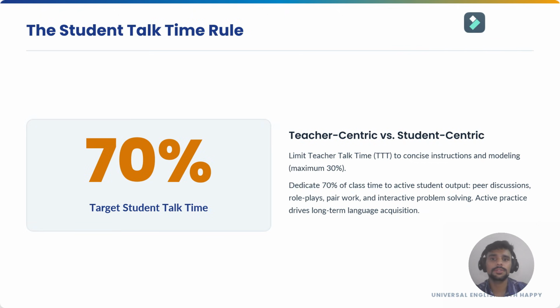How do you achieve this? Shift individual exercises into pair discussions. Turn reading tasks into jigsaw peer teaching activities and replace teacher explanations with concept check questions, CCQs, where students explain rules to each other. When STT increases, student engagement skyrockets.